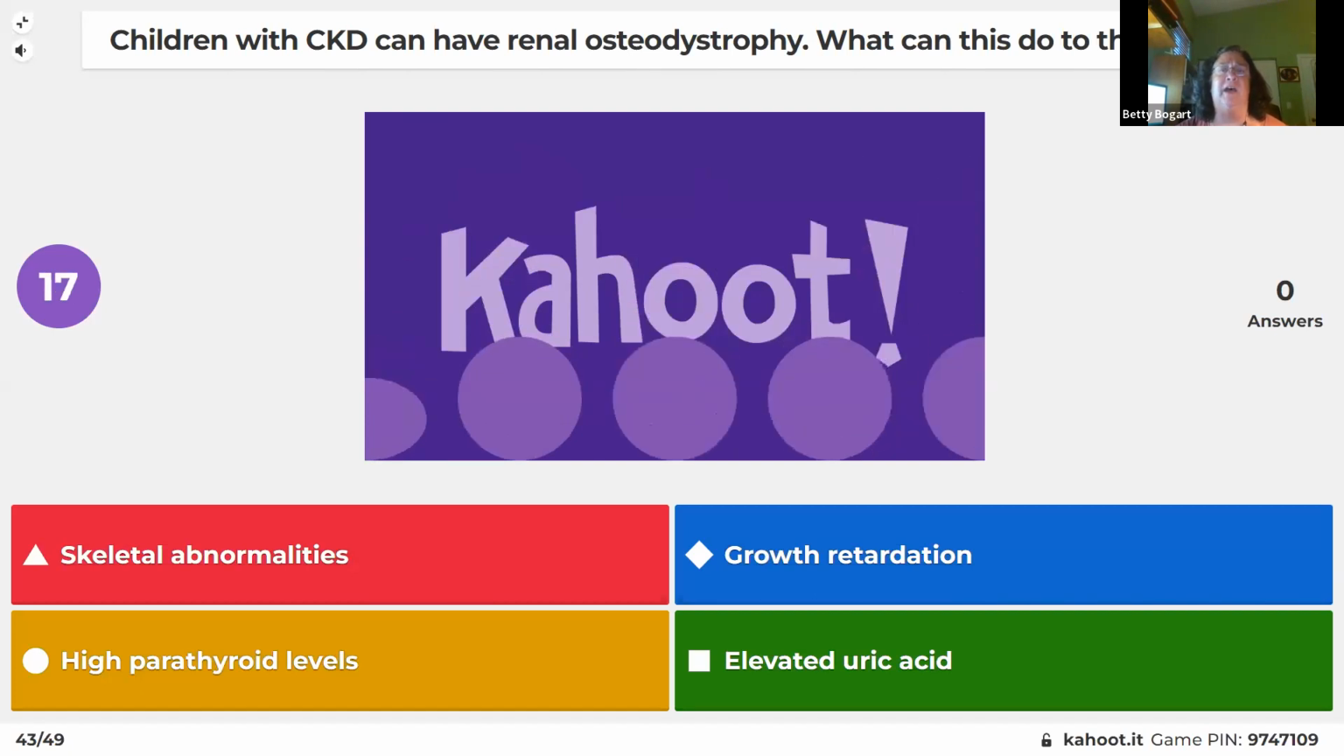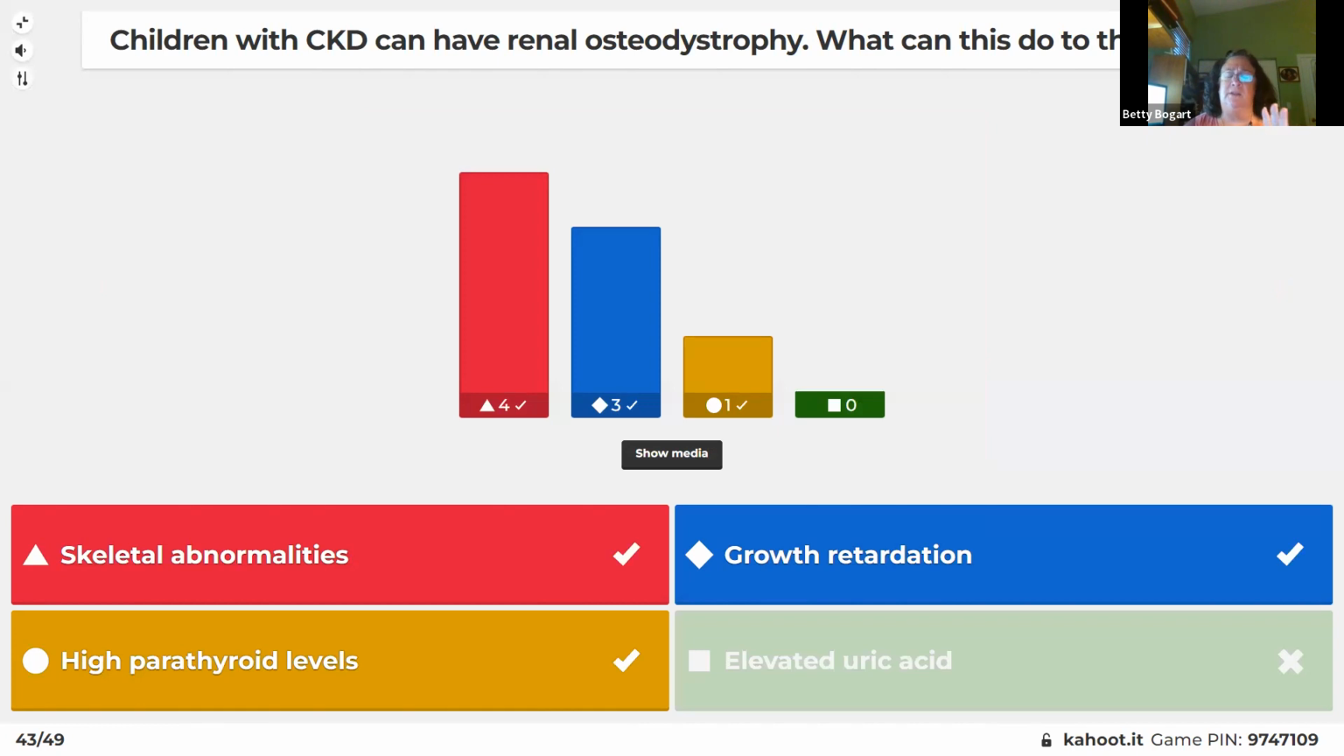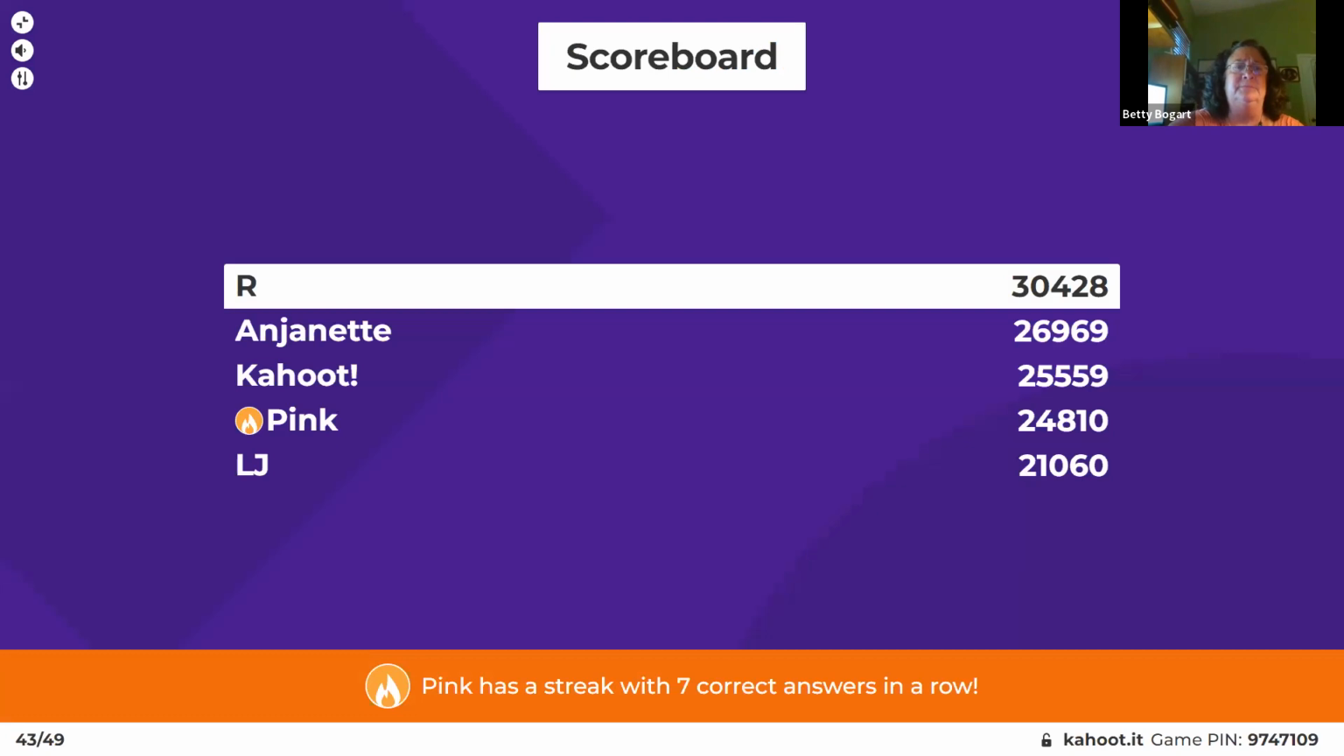A multi-select. A child with chronic kidney disease can have renal osteodystrophy. What can this do to the child? Well, osteo is bone and dystrophy means not right. You know, it's malformed, all right? And it's the kidney, the skeletal abnormalities. Of course, you're not growing as well as you should because those bones are crooked. They're not going right. And then there is high parathyroid, which is all about calcium, too much calcium in these children.